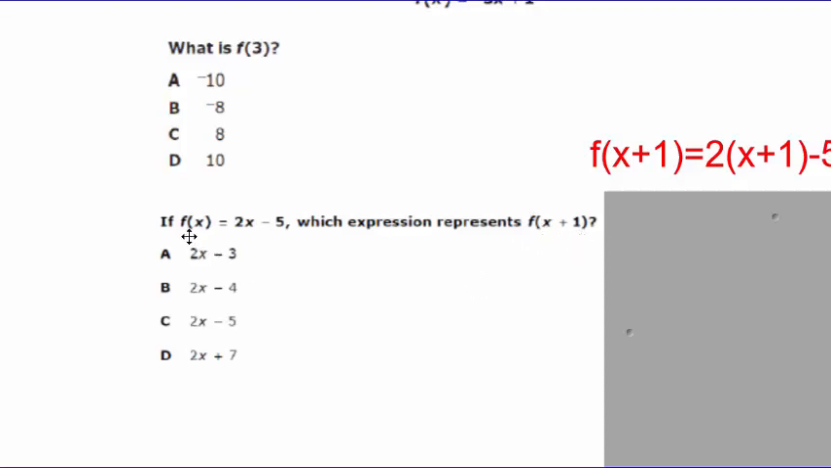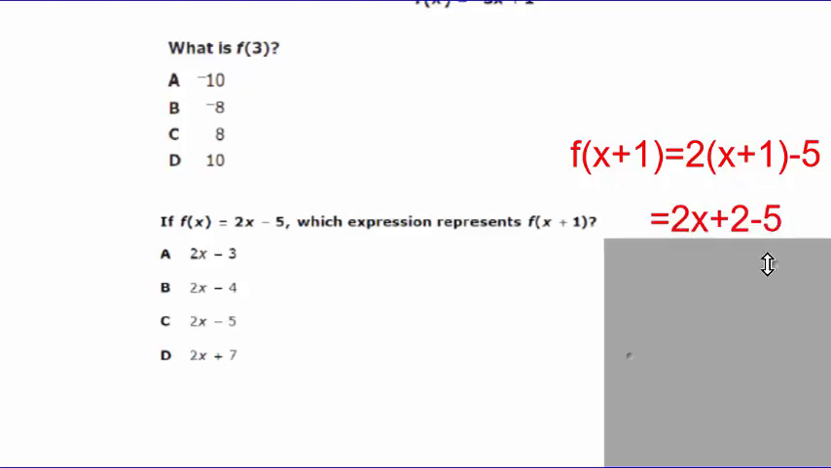So I'm going to go over here to the function f, and in place of the x, I'm going to put an x plus 1. So instead of being 2x minus 5, as you can see over here, I put my 2, in place of my x I put my x plus 1, and I have minus 5. Once we have this, we have to go through and solve it. We're going to use the distributive property to distribute our 2, and that gives us 2x plus 2 minus 5. We can combine like terms, and we get 2x minus 3. So for this example, our correct answer would be A.